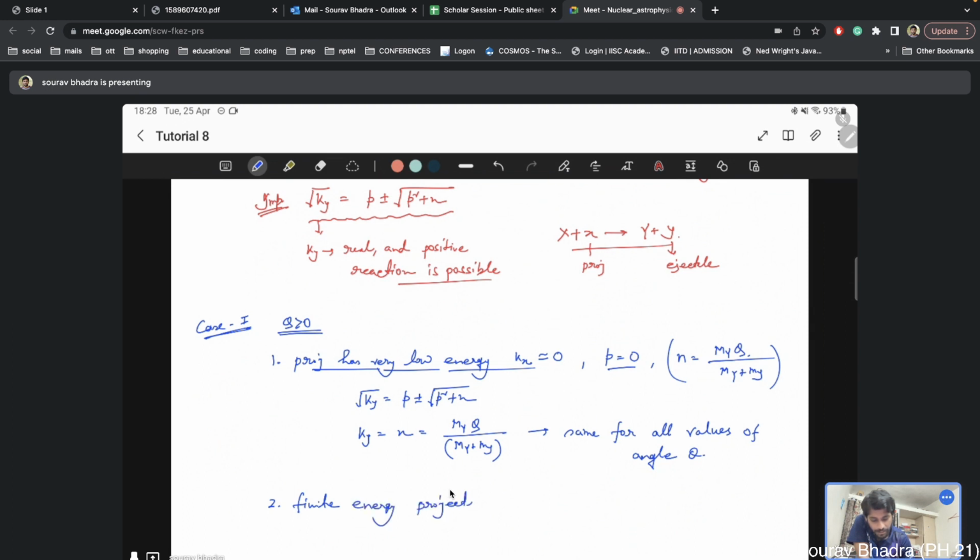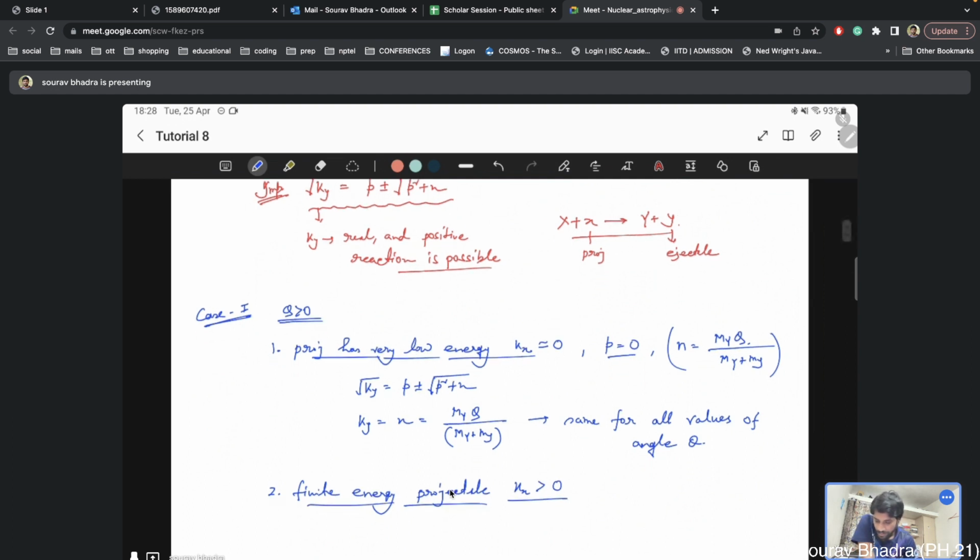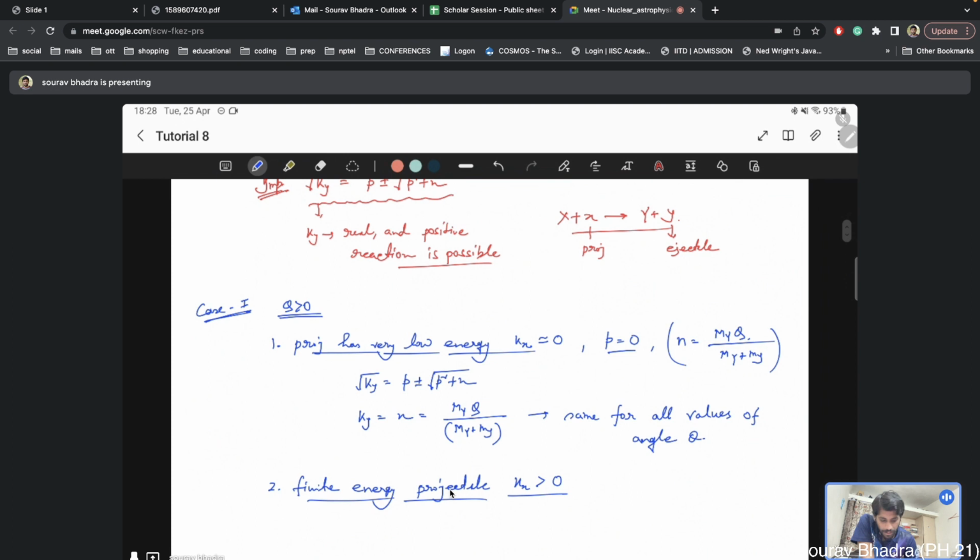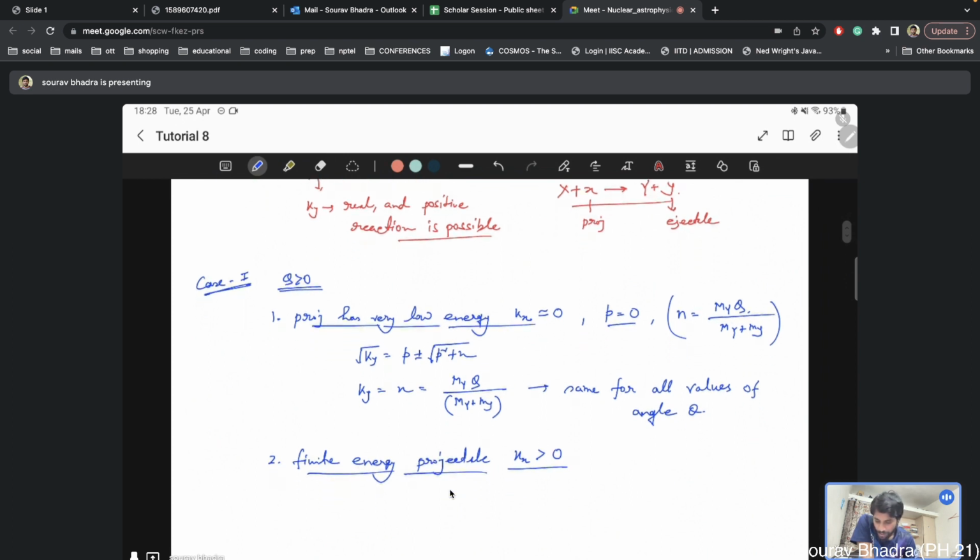Finite energy projectile. That means kx is not nearly 0, it is greater than 0. Under this consideration, you also have to assume another thing, the realistic scenario: it has been shown that in most cases mx is very much less than my. Why I am telling this, I will explain with an example.